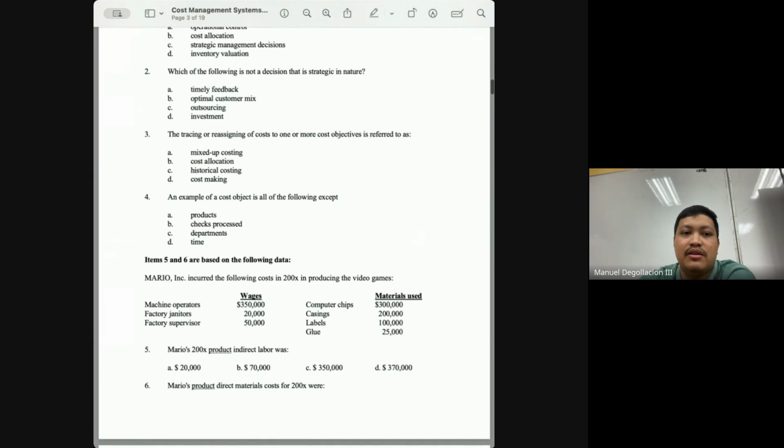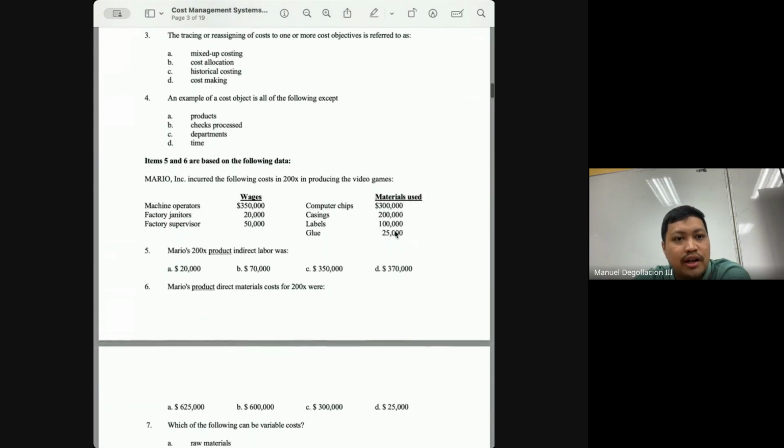Number three, the tracing or reassigning of costs to one or more cost objectives is referred to as your cost allocation. Number three is letter B. Number four, an example of a cost object is all of the following except: products, yes. Checks processed, yes. Departments, yes.